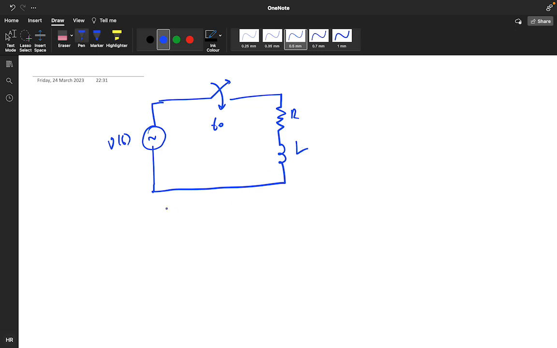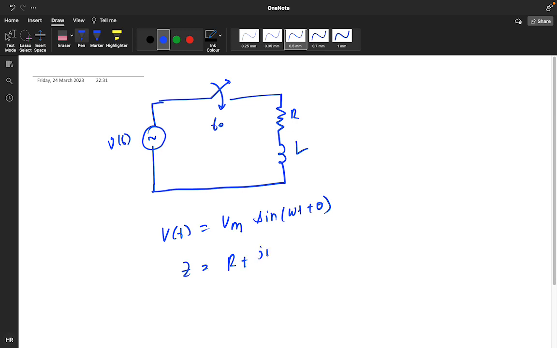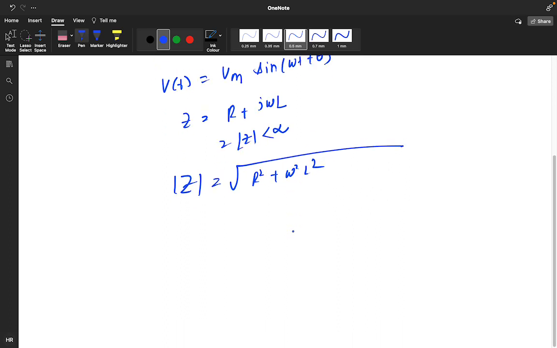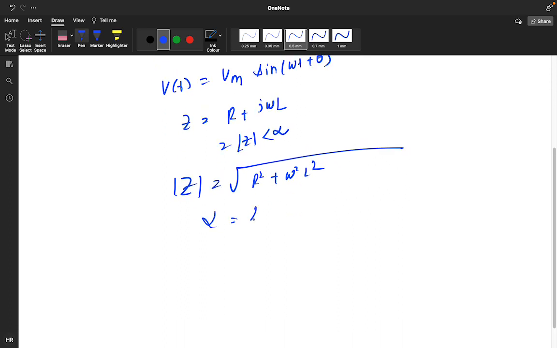RL circuit. V of t will be Vm sine omega t plus theta only. Z is R plus j omega L, so it can be written as mod z at an angle alpha. The value of mod z is root under R square plus omega square L square, and the alpha value is tan inverse omega L by R.